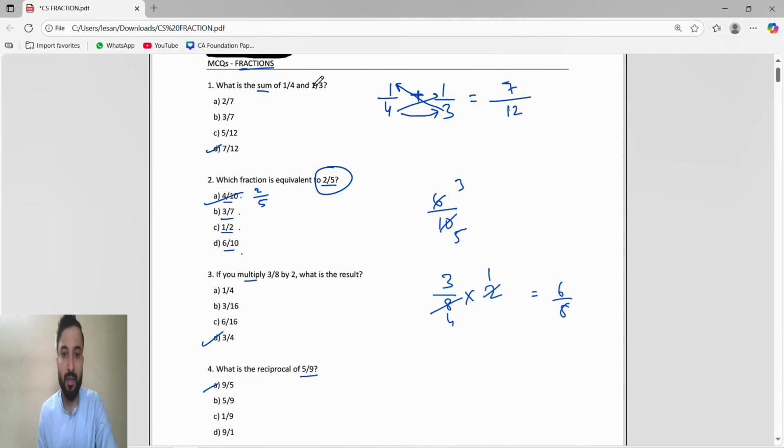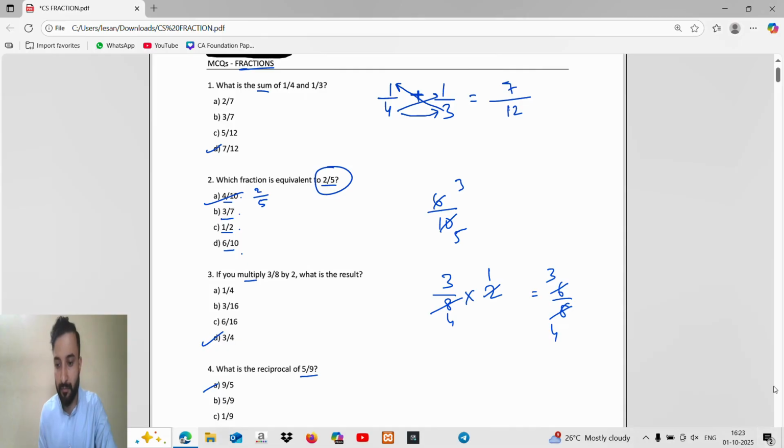Okay, so this means LCM method. This you can do directly. This also multiply means 3 to the 6, 6 by 8. 6 by 8 means what? 3 to the 6, 4 to the 8, 3 by 4 is the correct answer.